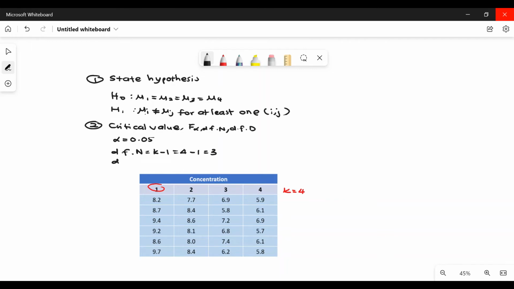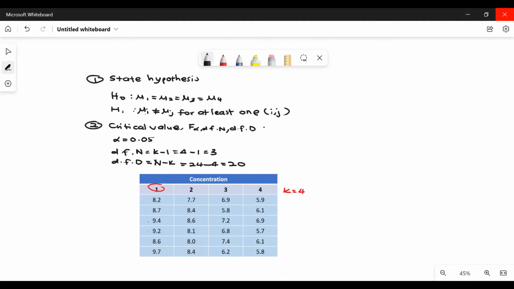And then the degree of freedom of the denominator is given as n minus k, where n is the total number of samples. So here for each sample we have 1, 2, 3, 4, 5, 6. 6 times 4 is equal to 24. Minus k, which is 4, so here we have 20. So this is the value for the degree of freedom for the denominator.